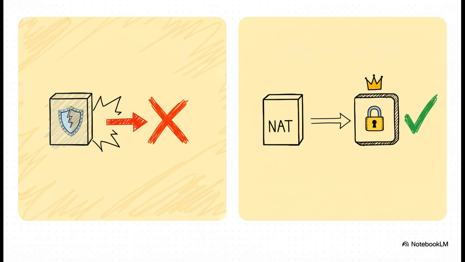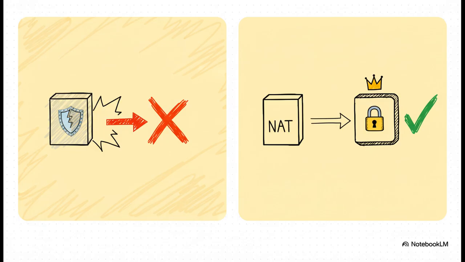Let's zoom in on those 2 protectors for a second, AH and ESP. Now, AH is kind of the old guard. It guarantees your data isn't tampered with, which is great, but it offers zero privacy. It doesn't encrypt a thing, and it has a really critical flaw. It completely breaks when it runs into something called Network Address Translation, or NAT, and that's the tech that lets your whole office share one public IP address.